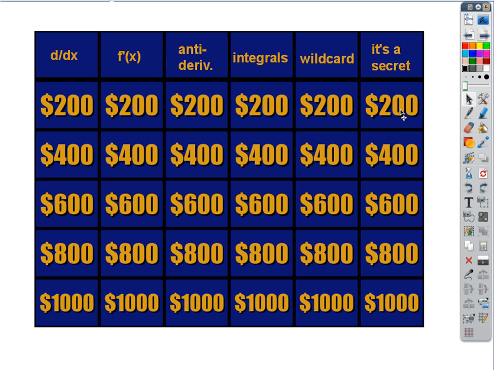So now we've got this broken up into categories. Here's derivatives: dy/dx, there's notation for derivative. F prime of x, that's also derivative. Then antiderivatives and integrals, instead of taking a derivative.